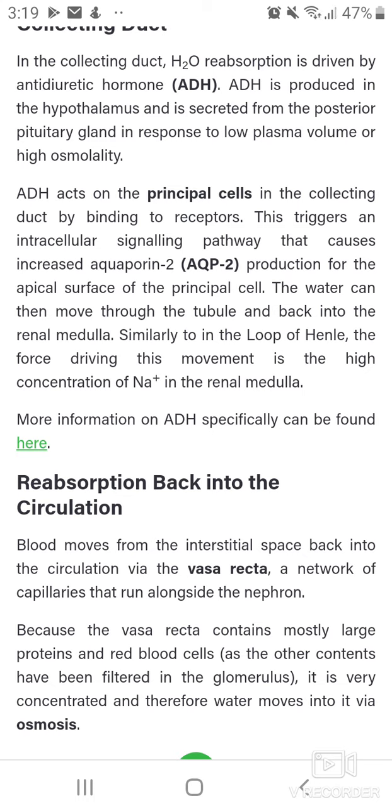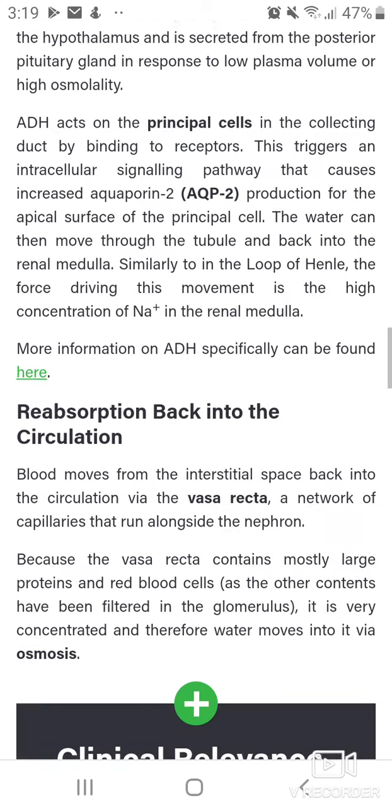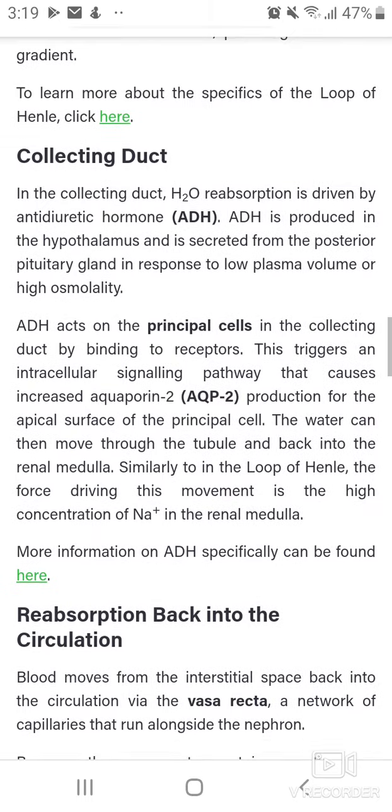Similarly to in the loop of Henle, the force driving this movement is the high concentration of Na+ in the renal medulla. This is all about today's topic.